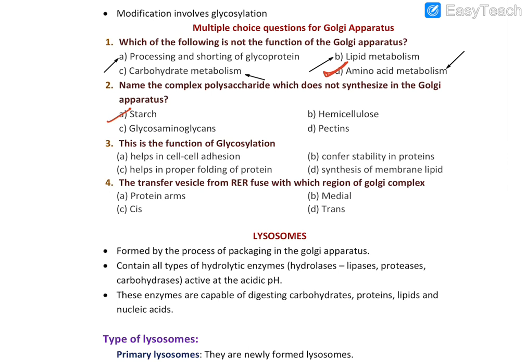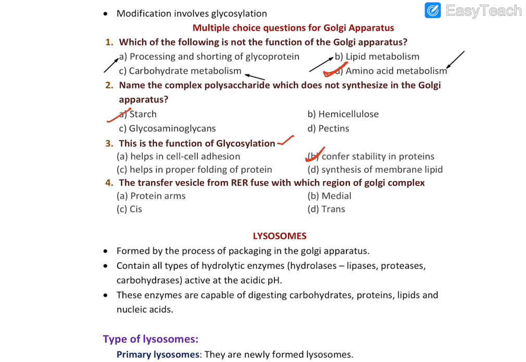Then taking the third question, this is about the function of glycosylation. Glycosylation that takes place inside the Golgi apparatus is just to increase the stability of the protein. Glycosylation means addition of carbohydrate to the protein. It increases stability, so the answer should be B.